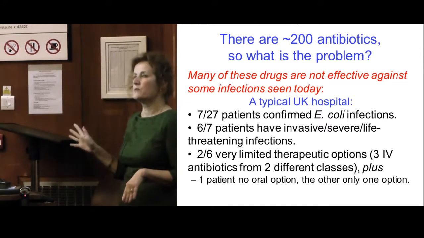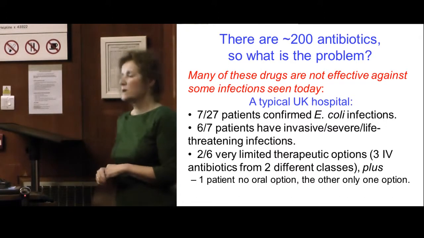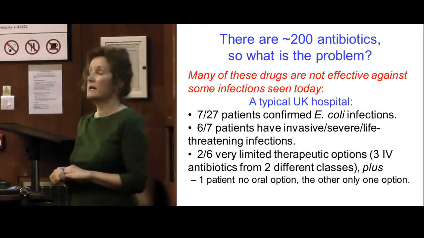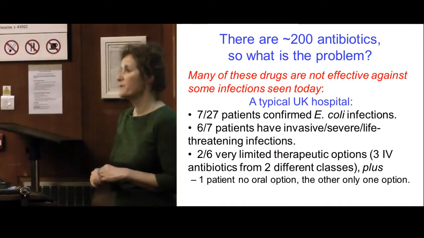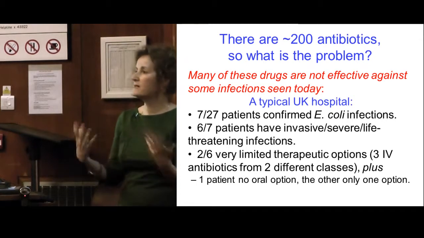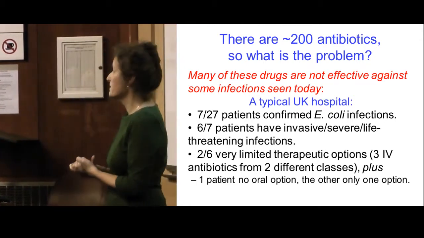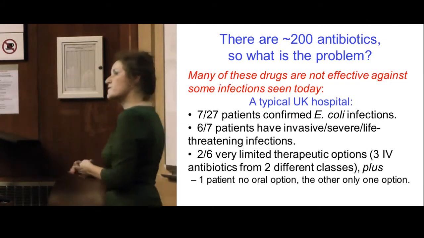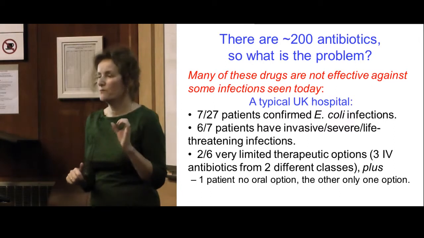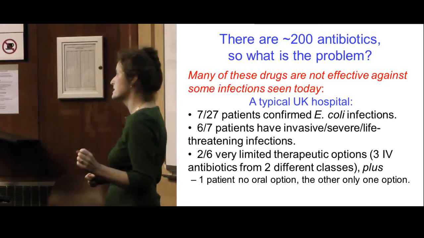And this is just an example from a hospital in the UK. This ward had 27 patients on it, and 7 of them had bloodstream infections by E. coli. And that's a bug that normally lives in your tummy. It doesn't cause a problem at all, but if it gets into your bloodstream, it's in absolutely the wrong place and will have devastating consequences. Now, of those 7 patients, 6 of them were so ill they were very near dying. So they're very severe invasive infections.